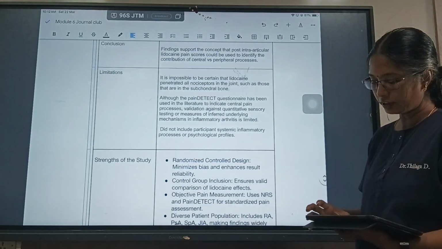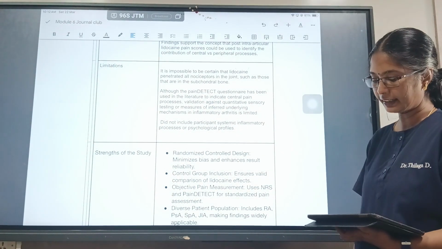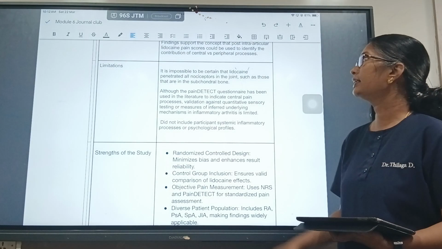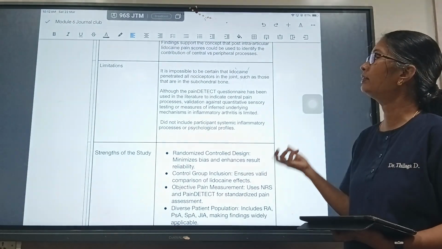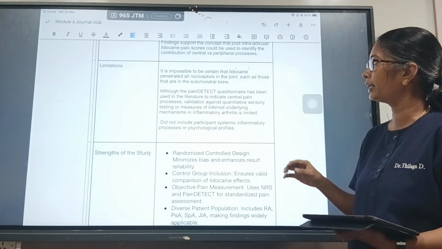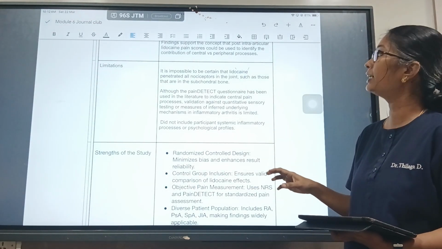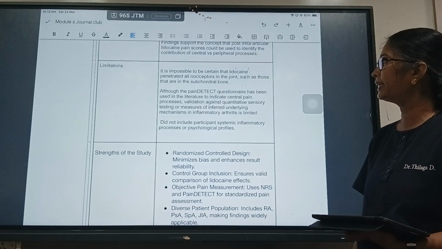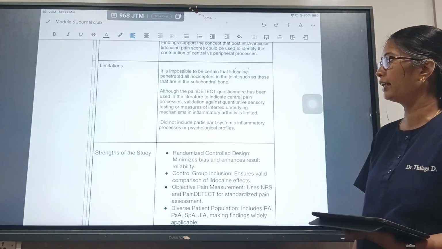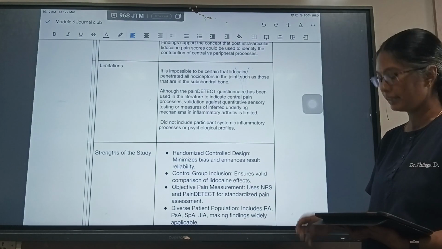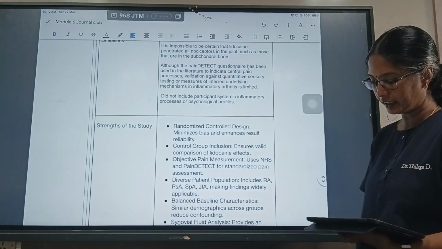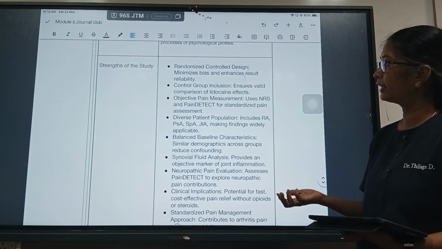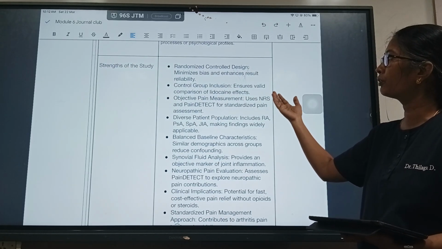The limitations include that it was impossible to be certain that lidocaine penetrated all nociceptors at the joint, such as those at the subchondral bone. So we don't know whether all the nociceptors were affected by the lidocaine. And although the PainDETECT questionnaire has been used in the literature to indicate central pain causes, validation against quantitative sensory testing or measures of inferred underlying mechanisms in inflammatory arthritis is limited, and they did not include participants' systemic inflammation or psychological profiles.